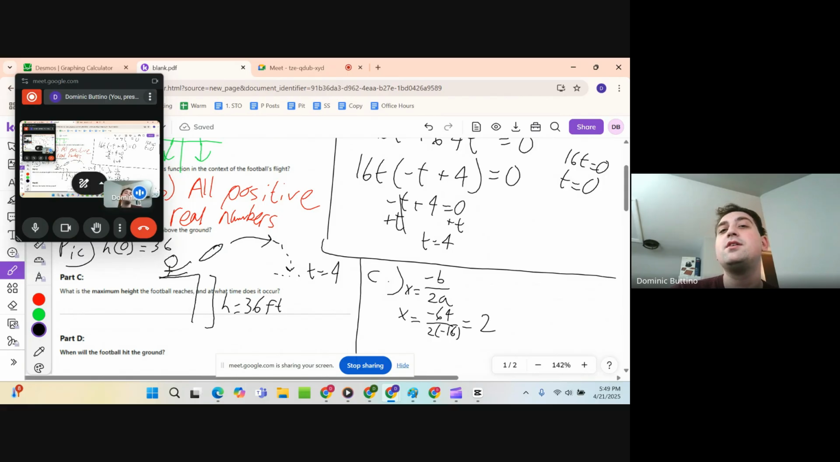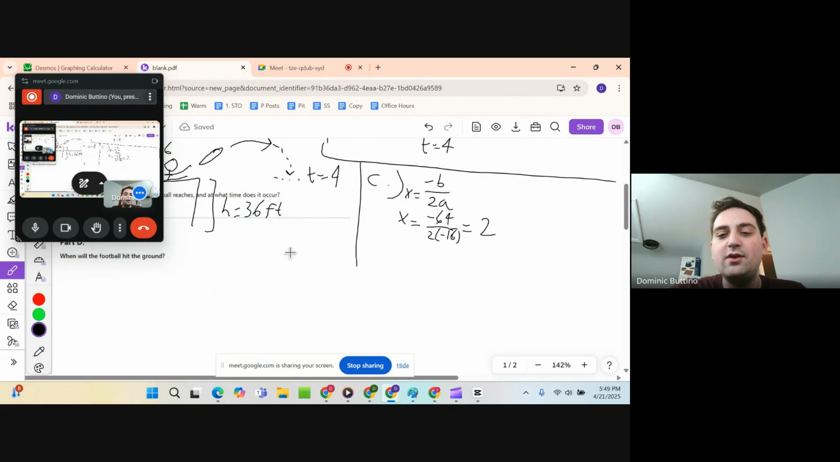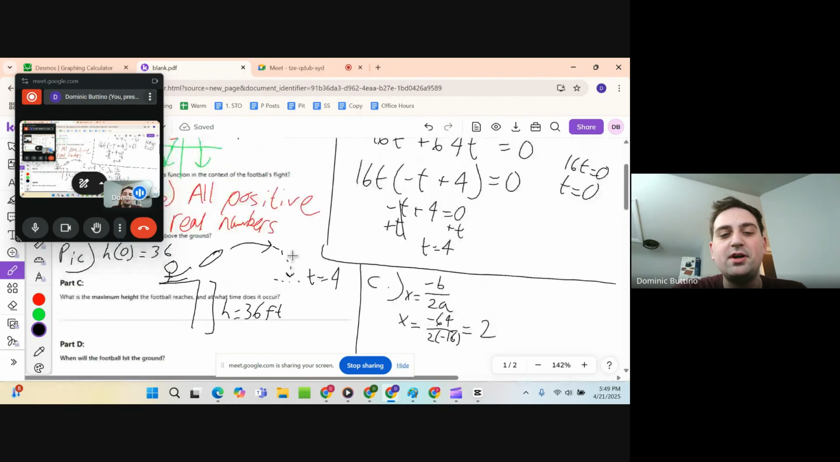By the way, a vertex can be the maximum and it can be the minimum. What that depends on is, does your parabola open downward because there's a negative a value? That's what this is. Or does it open upward? And then it would be the bottom, the minimum. That is not what this is. Since the a value is negative, it opens downward, and the maximum is going to be represented by the vertex. So where x equals 2, that should be the maximum of the function.